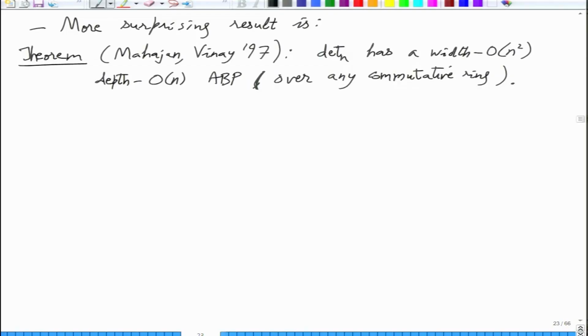This optimizes even that, because the width here is only n squared and depth is exactly order n. So you have around an n cubed sized ABP representation. When you convert it into a circuit, you will actually get a lower depth. We will see that, so maybe we'll do it next time. We'll prove this. Any questions?